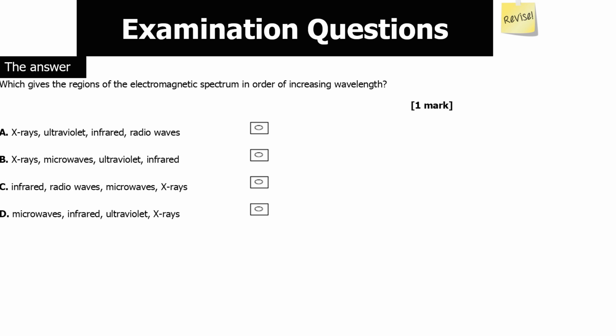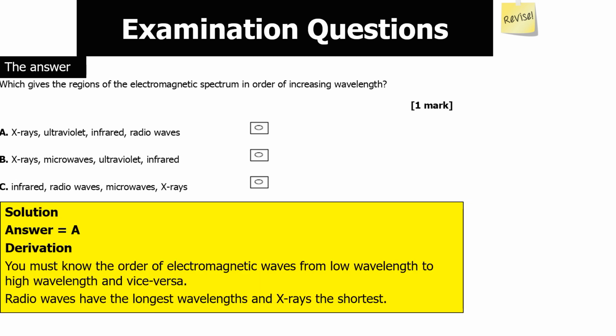Now you've got to be aware of the order of electromagnetic waves from low wavelength to high wavelength and vice versa from your knowledge of GCSE. So radio waves have the longest wavelength and the shortest frequency, whilst from the options given, X-rays have the shortest wavelength yet the highest frequency.